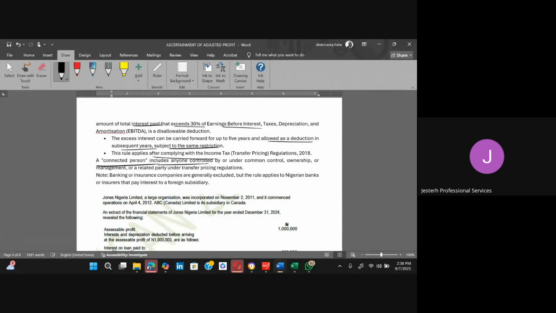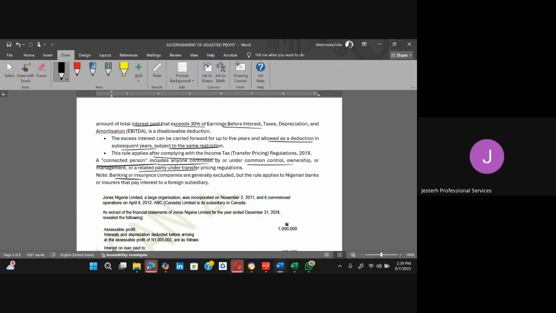A connected person includes anyone controlled by or under common control, ownership, or management, or a related party under transfer pricing regulations. So that is when you have any party under the same control, maybe subsidiaries, or even an indirect subsidiary or a direct subsidiary. When you have all those companies under common control, common ownership, or common management, or they are related under transfer pricing regulations, they will be considered connected persons.